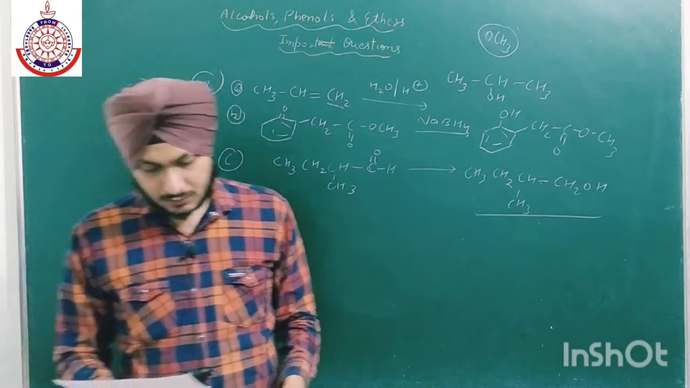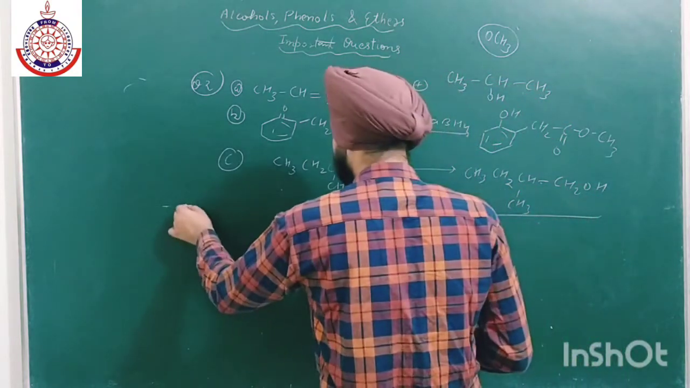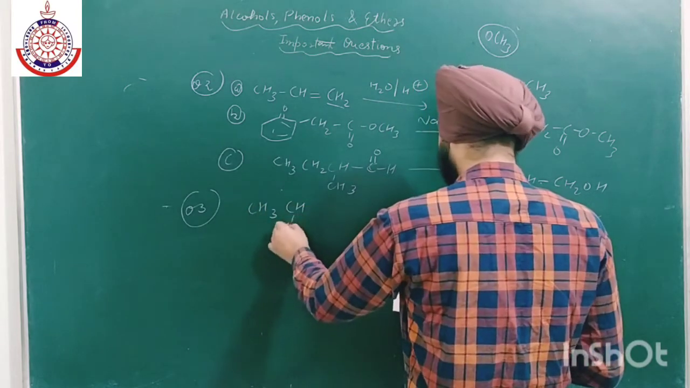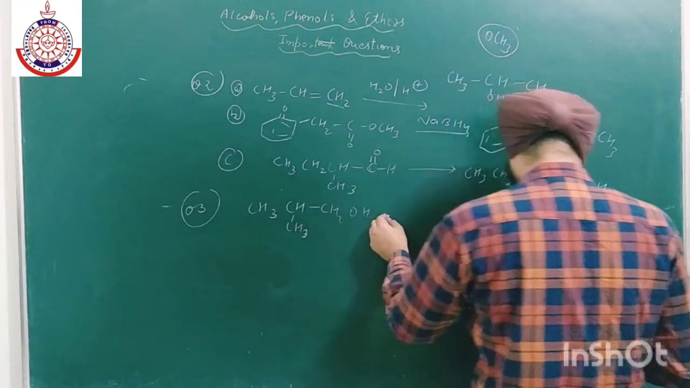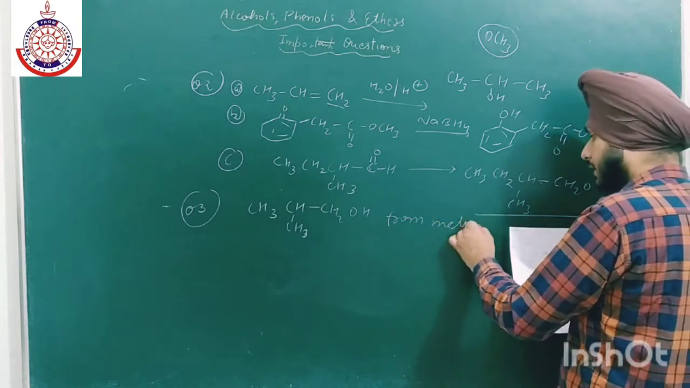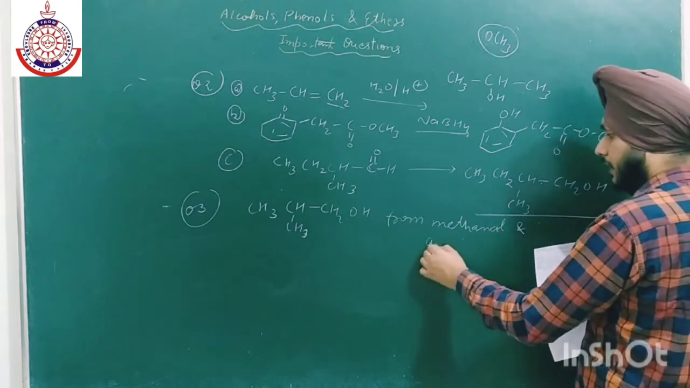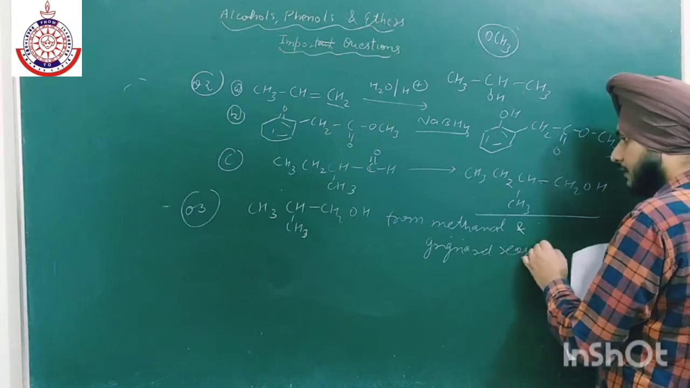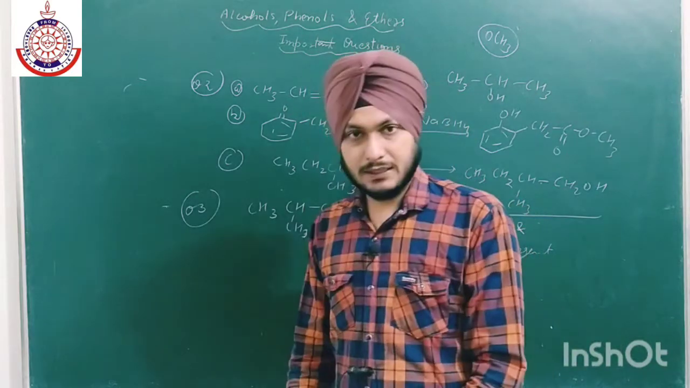The next question is also again a very important question. The question is, we have to prepare this compound, with the help of methanol, from methanol and any Grignard reagent. Now we have to select that Grignard reagent, that alkyl group in the Grignard reagent, which will give us this compound. Now methanol is what?